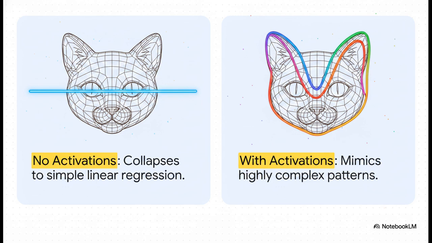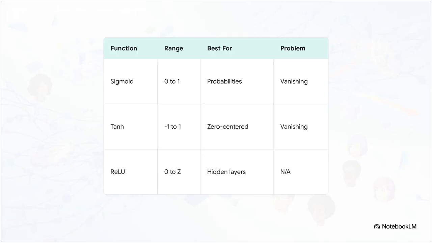But by throwing in nonlinear activation functions, boom, the network suddenly gains the flexibility to mimic highly complex, nonlinear patterns in your data. Now, what's really interesting about this slide is how these functions actually behave. Take the sigmoid function at the top.